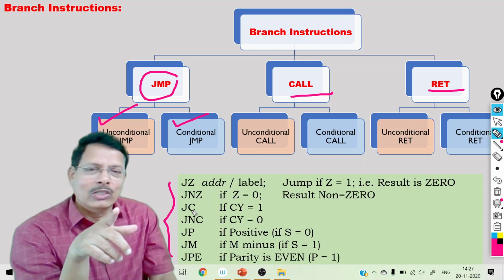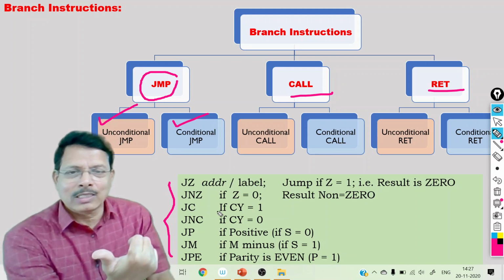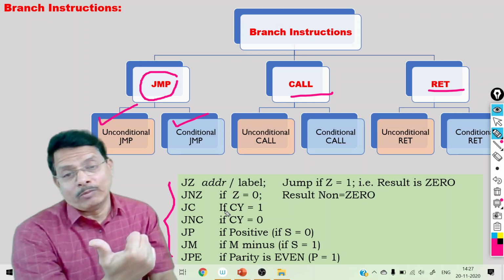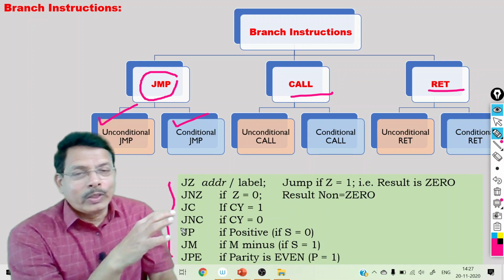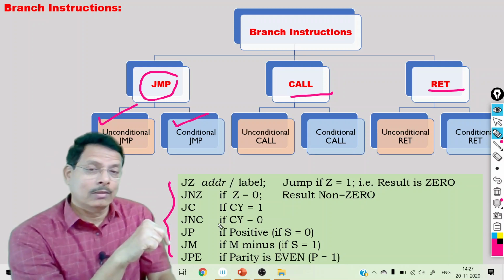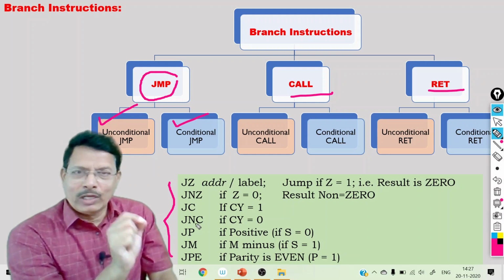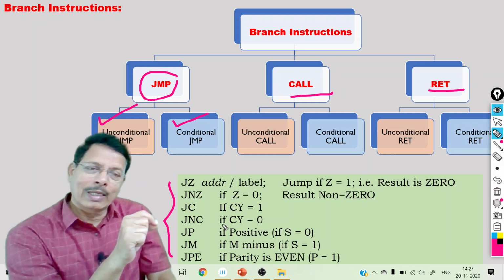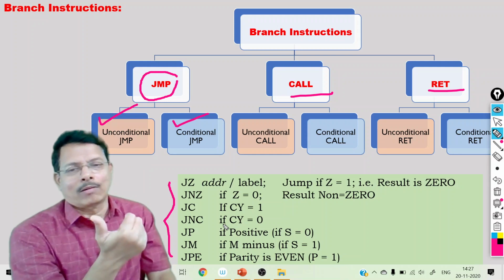Here, the next is JC. That means if carry has occurred in the last instruction, then only the jump will be followed. If no carry, then it will not jump. You can have jump if not carry. JNC means jump if not carry. So the jump will be followed only if the carry bit is zero, no carry has occurred.